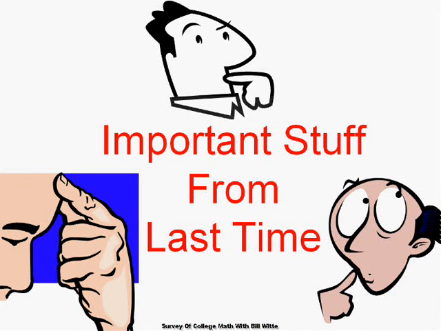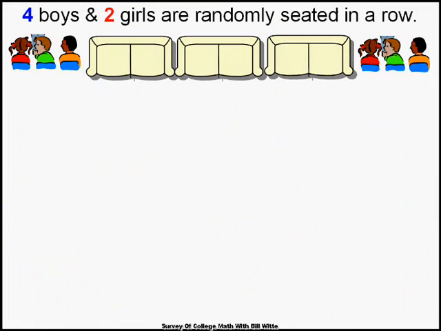Let's try and remember the important stuff we did last time, because that's going to be incorporated here as well. Here's an example. We have 4 boys and 2 girls randomly seated, and they're seated in a row.